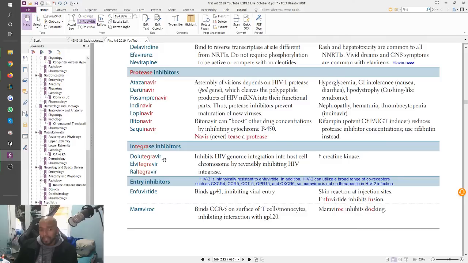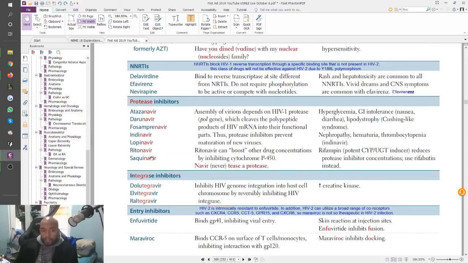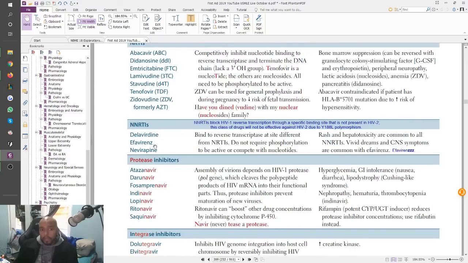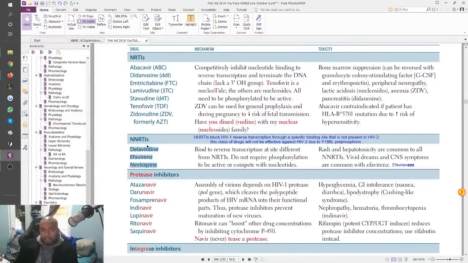Dolutegravir, these are integrase inhibitors. Very easy to remember that, right? You don't need to remember it because you're going to see it. The navirs are all proteases, okay? Delavirdine, efavirenz, and nevirapine are 3 medications that have weird names that make them look different from the others up here. So these ones you have to make sure you remember. More so, I would just memorize these 3 medications.